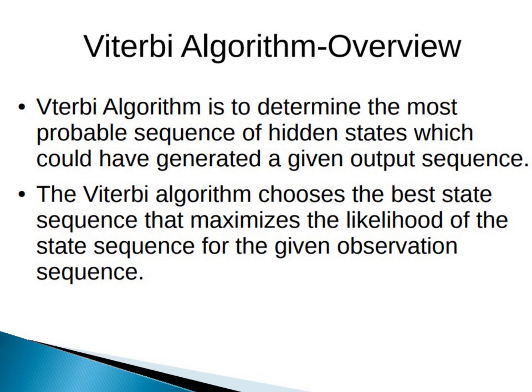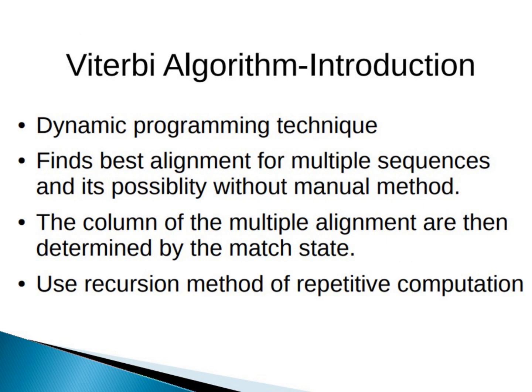Viterbi algorithm. The Viterbi algorithm is used to produce multiple alignments of a set of sequences. The probability or the score can be calculated for all possible alignments to a model, and thus the most probable multiple sequence alignment can be found. The Viterbi algorithm is a dynamic programming technique that can find the best alignment and its probability without going through all the possible alignments.